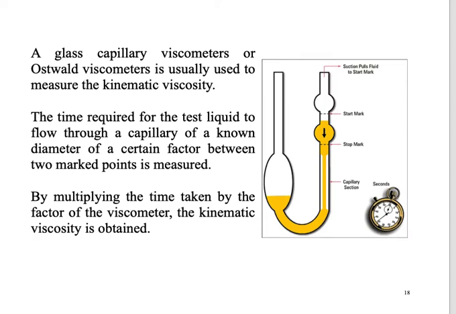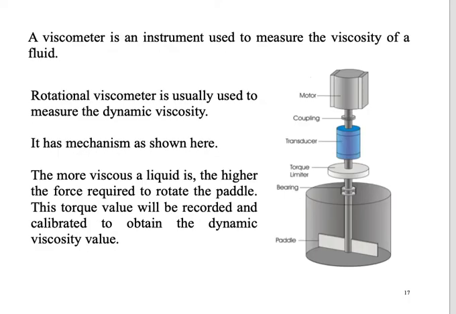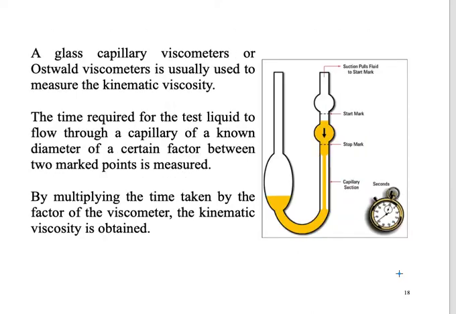So, and then we have another type of viscometer. It's called a glass capillary viscometer. A glass capillary viscometer, or Ostwald viscometer, is usually used to measure the kinematic viscosity. So here in this device, we have a rotational device, and it only measures the dynamic viscosity. However, for this device, it is measuring the kinematic viscosity.